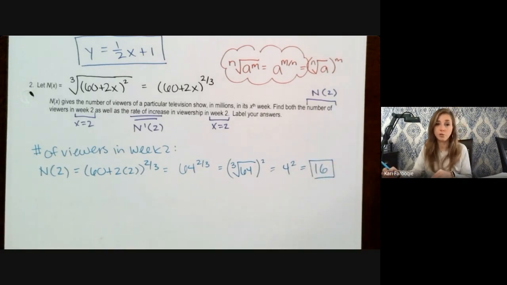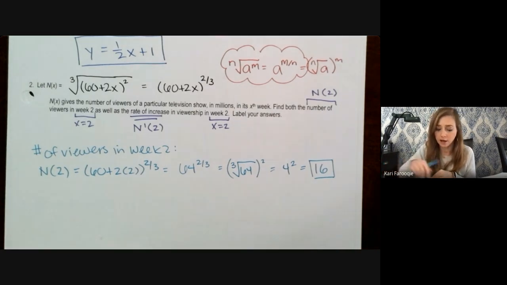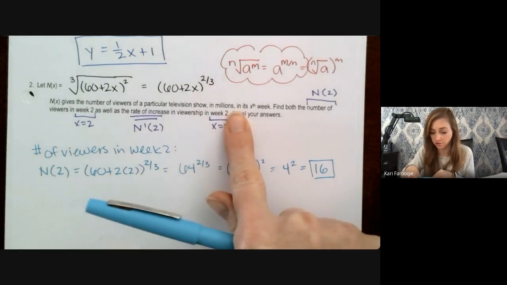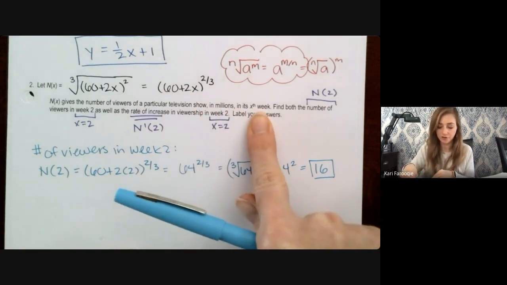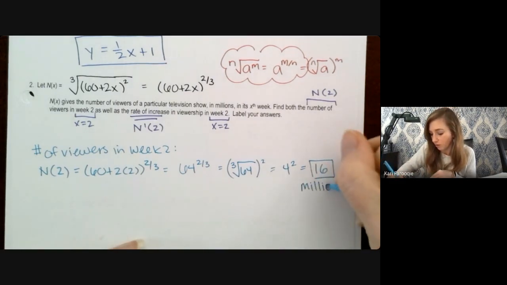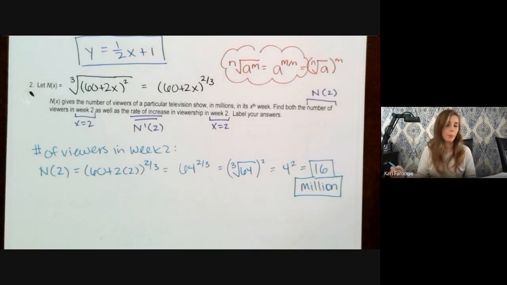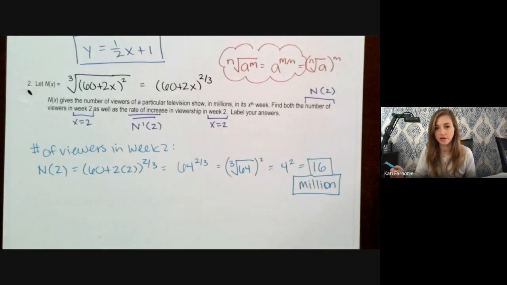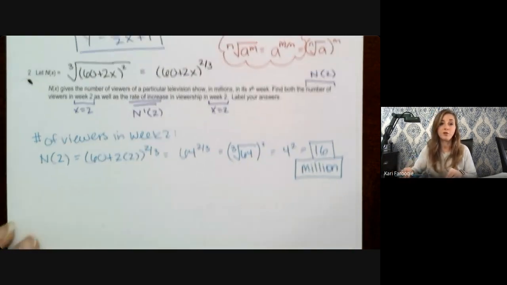Now, do you think it was 16 viewers? I don't think so. N of x gives the number of viewers of a particular television show in millions, and it's the x week. Find the viewers in week 2. 16 million. So if I ask you this on a test, you must include the million. You can't just say 16. That's not technically correct. Tell me it's 16 million. All right, that's the first part of the question.